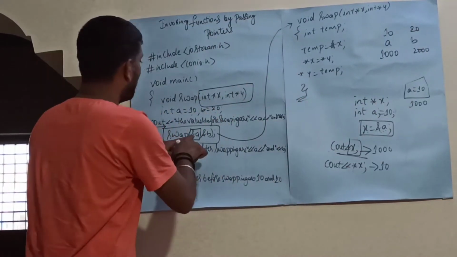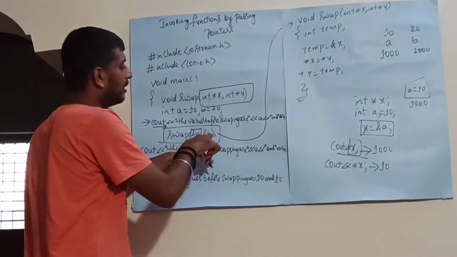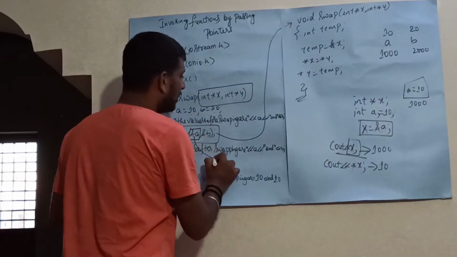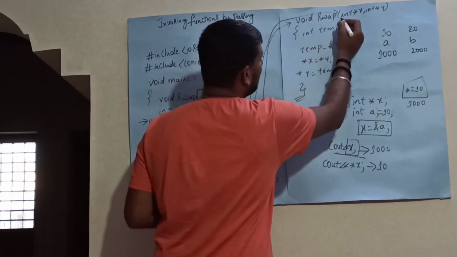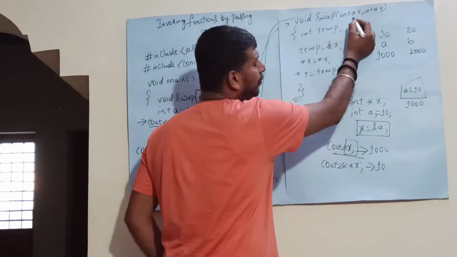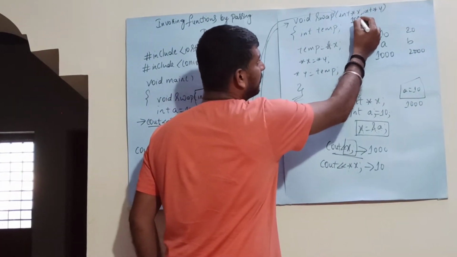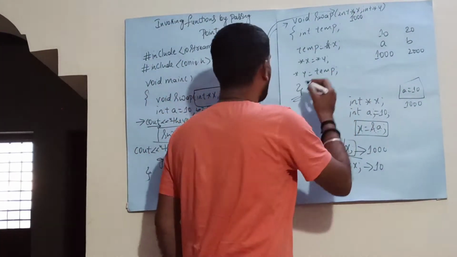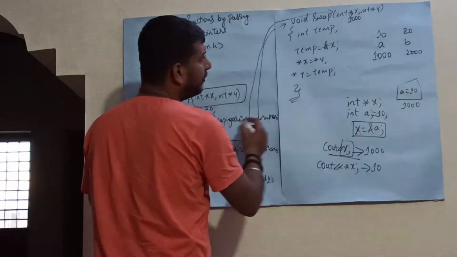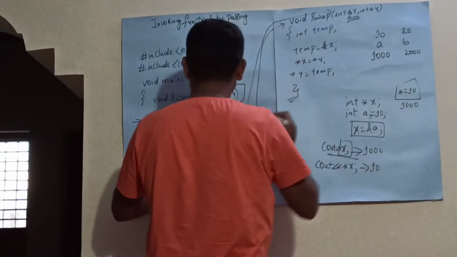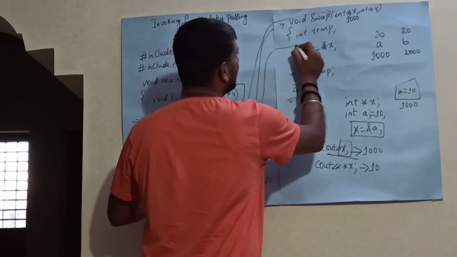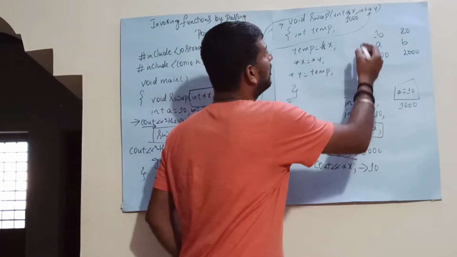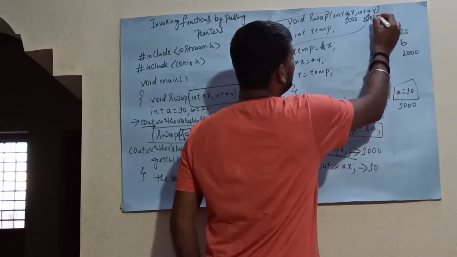Now what I am doing is passing the address of a and the address of b to the function definition. So the address of a, that is nothing but 1000, gets stored in the pointer called x. And the address of b, according to this example, is 2000. So 2000 gets stored in the variable called y.